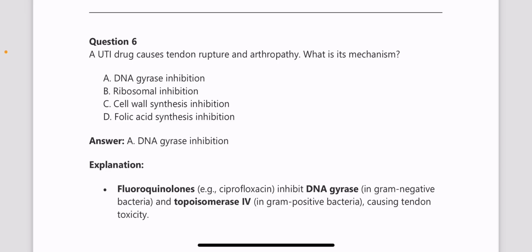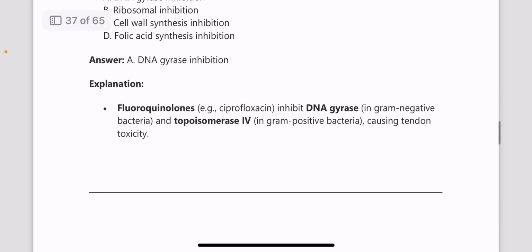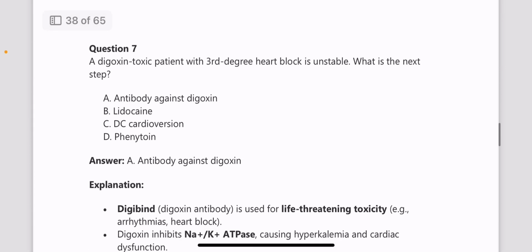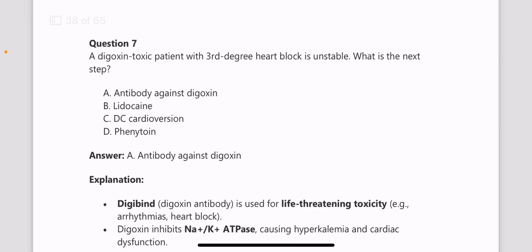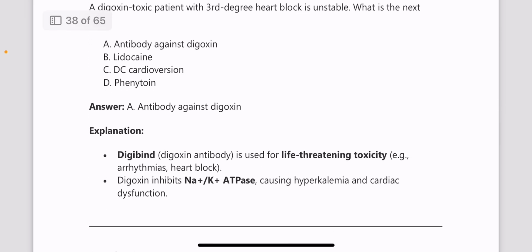What is its mechanism? Answer is DNA gyrase inhibition. So fluoroquinolones inhibit DNA gyrase and topoisomerase 4, causing tendon toxicity. Next question, a digoxin toxic patient with third degree heart block is unstable. What is the next step? Answer is antibody against digoxin.